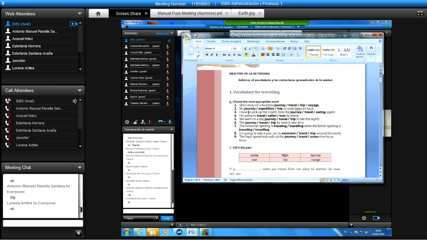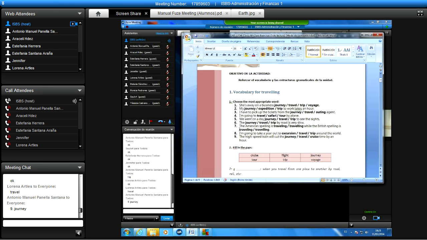So 8. I'm going to take a year out to travel, not trip, because we need a verb. Travel is the only verb here. Excursion is a noun. Trip is a noun, and travel is a verb. And finally, the high-speed train will cut the journey time by an hour. Journey time, not trip. Here you could say travel time. Okay, travel time could be possible, but not cruise time.